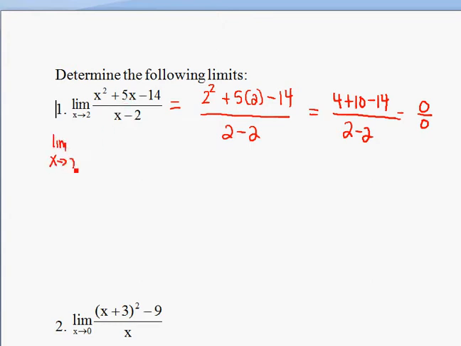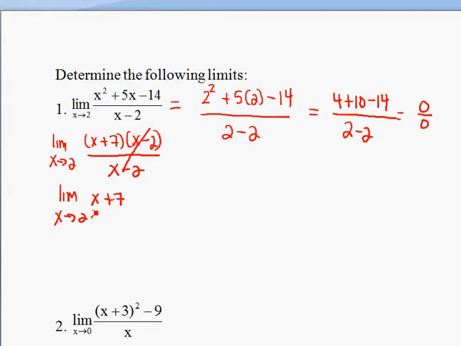So I'm going to rewrite my limit statement. Factors: x plus 7, x minus 2, all over x minus 2. Conveniently, these two cancel. So now I'm just left with x plus 7. So my limit statement is now just x plus 7. I now just take 2 and plug it in. I get 2 plus 7 is 9, and I'm done.